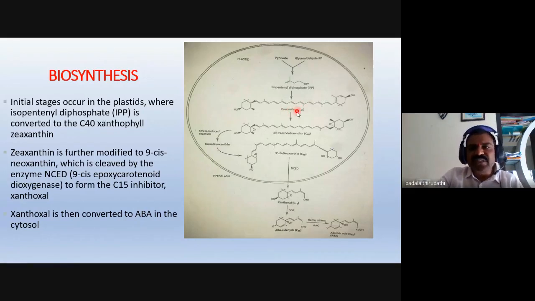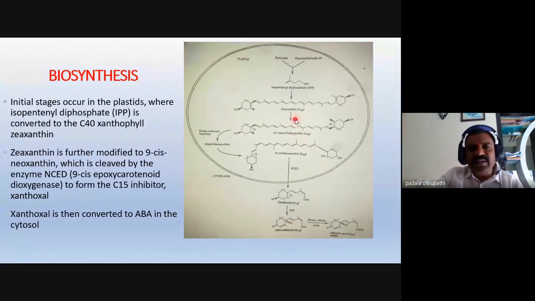Okay, then zeaxanthin is again further modified. So pyruvate and glyceraldehyde are going to be modified into IPP, isopentyl diphosphate. That is the intermediate. Then this isopentyl diphosphate is going to be converted into the C40, 40-carbon component, that is zeaxanthin. Okay, xanthophyll zeaxanthin. The zeaxanthin is further modified into 9-cis neoxanthin.